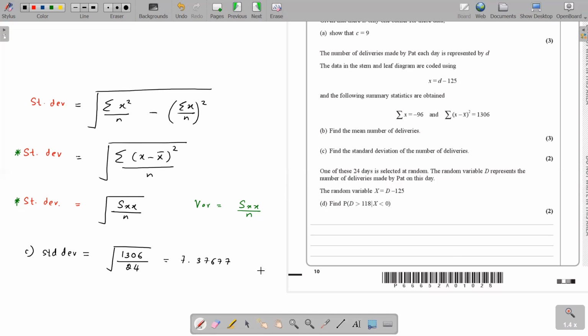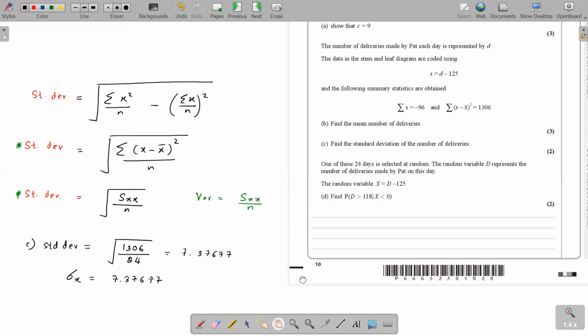7.37677. Okay, right. So what you do now is get the standard deviation of what? This is sigma x. Now, what do we need to find? We have to find the standard deviation. Standard deviation, we use this sigma notation. They are asking you to find the standard deviation for the number of deliveries, sigma d.